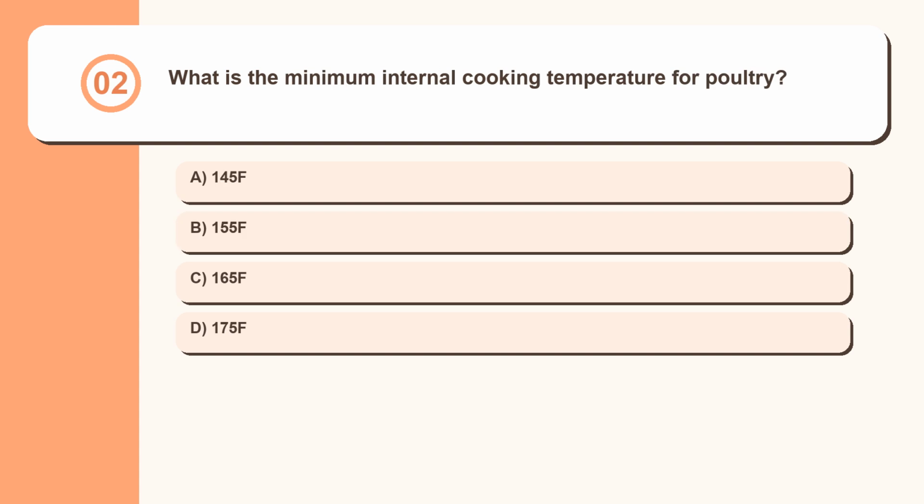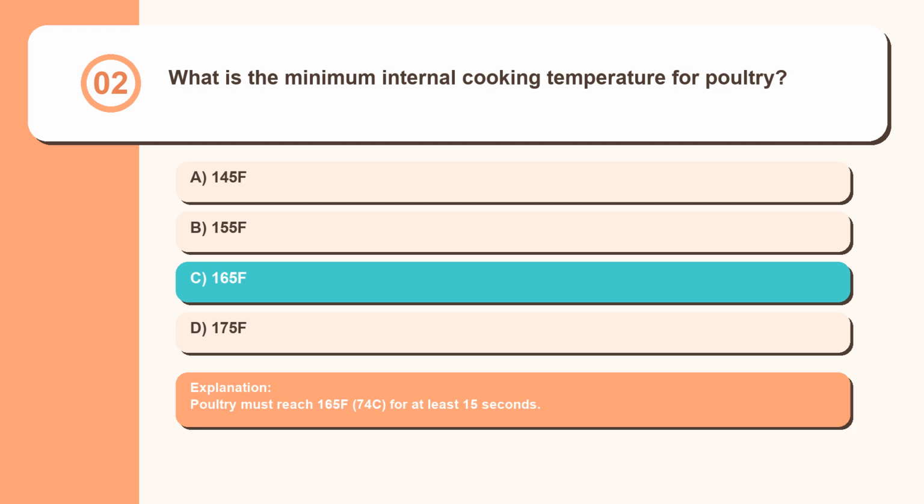Question 2. What is the minimum internal cooking temperature for poultry? 145°F, 155°F, 165°F, or 175°F. Poultry must reach 165°F, 74°C, for at least 15 seconds.